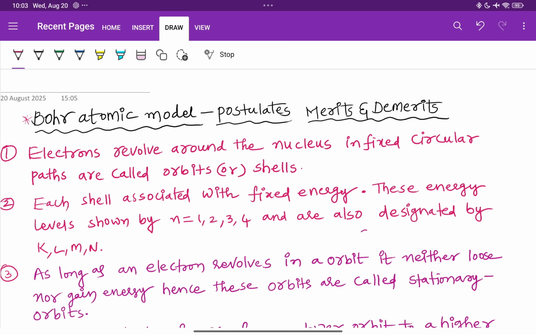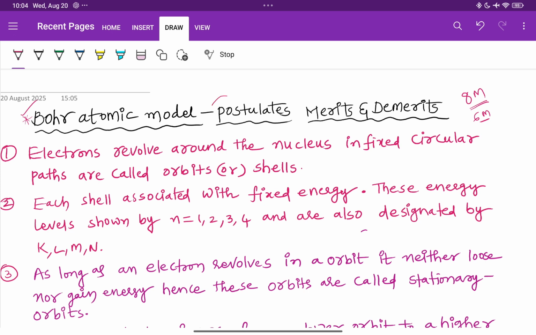This is Satish Kumar. Today we are going to discuss one important topic from the structure of atom. The topic name is Bohr atomic model, postulates, merits and demerits. This is a very important 8 marks question in intermediate first year, as well as a 6 marks question in class 10th board exams. They will ask you in the examination, write Bohr atomic model postulates. Sometimes merits and demerits also they will ask you.